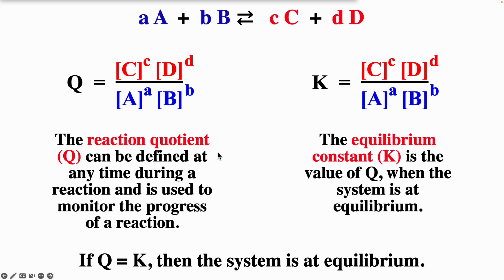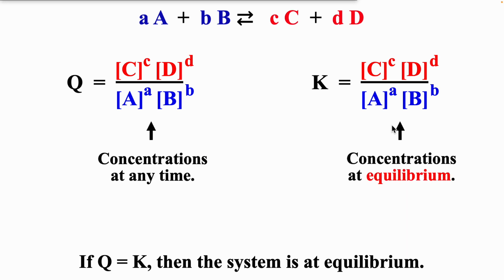And so Q is the reaction quotient. It was the x-axis. It's products over reactants. Coefficients become exponents. It can be defined at any time, and we use it to monitor the reaction. K is the equilibrium constant. It's also products over reactants. Coefficients become exponents, but it defines the most stable configuration. K, the equilibrium constant, is a constant for a specific reaction at a specific temperature.